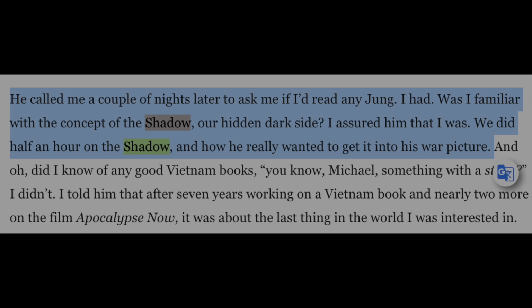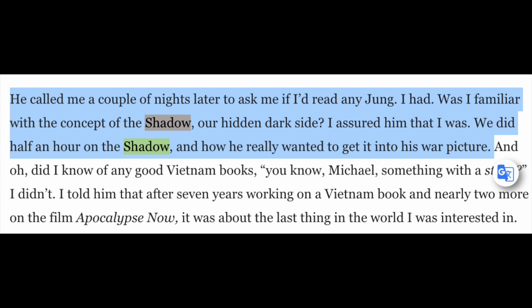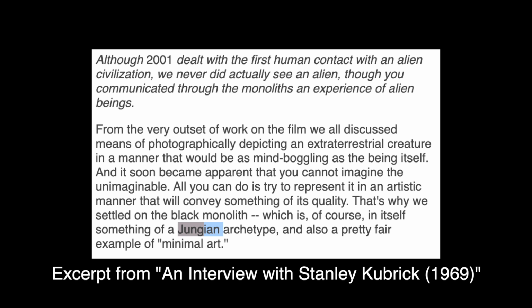In an article for Vanity Fair, Michael Herr, the writer of Full Metal Jacket, recalled a conversation with Kubrick where the director asked about his familiarity with Jung. Kubrick expressed his interest in incorporating the concept of the shadow, or hidden dark side, into his war film. This suggests that Kubrick was well-versed in Jung's theories, possibly due to his previous exposure to psychological counseling. Hence, I will utilize some of Jung's theories to analyze the film.